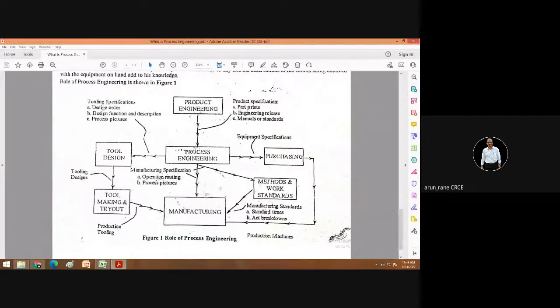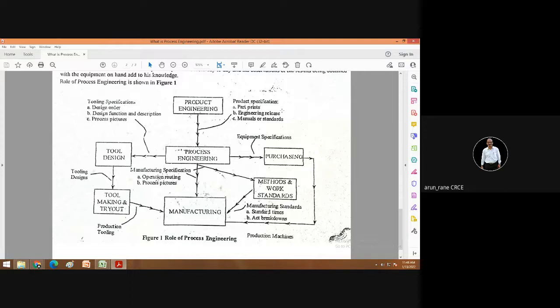Because he has to coordinate with the product engineering department for what? For part prints. Part prints is nothing but the drawing. Engineering release is nothing but again the blueprints along with the work order. That is when manufacturing has to be started. Then manuals or standards. Standards means there are standards for materials.